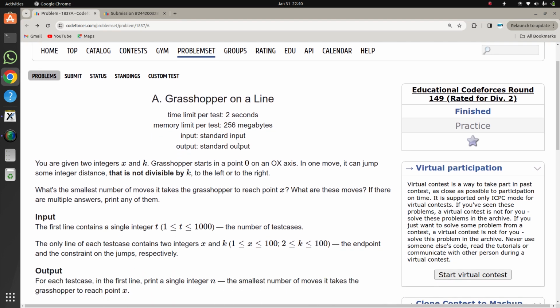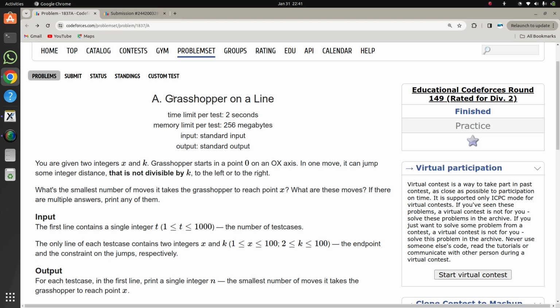In this problem we are given two integers x and k, and a grasshopper starts from point 0 on the x-axis. In one move it can jump some integer distance that is not divisible by k, to the left or to the right. What's the smallest number of moves it takes the grasshopper to reach point X? What are these moves? If there are multiple answers, print any one of them.